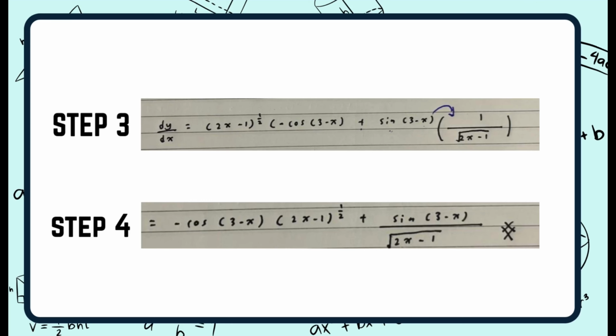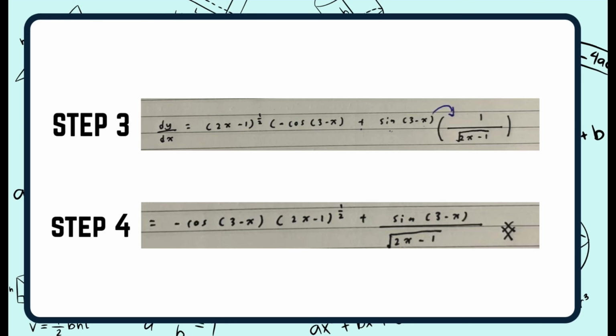For step 3, we need to sub them into the product rule, whereby dy over dx equals (2x minus 1) to the power of 1 over 2 times negative cosine 3 minus x, plus sine 3 minus x times 1 over square root of 2x minus 1.